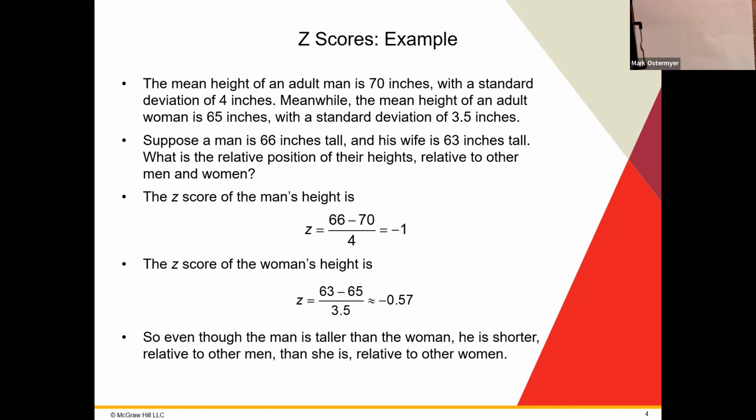So relatively speaking, this man is shorter for the men data as opposed to the woman. The woman is not as short as the man when you compare the woman to the women's data. That's what these z-scores are indicating.